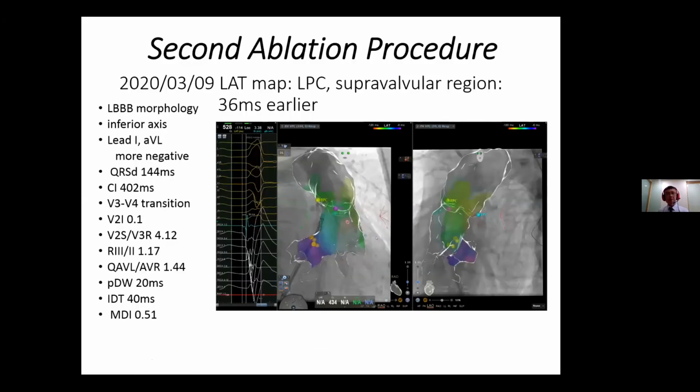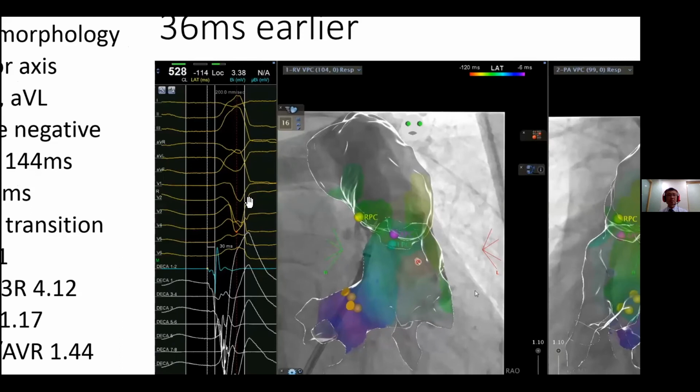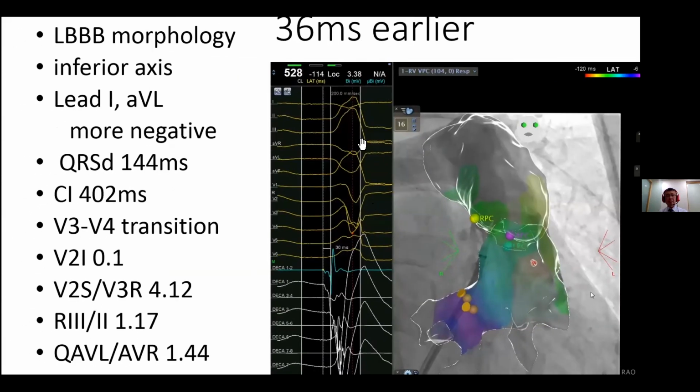Unfortunately, the patient relapsed after that. In the second procedure, the PVC morphology is showing here. I would like to run the PVC morphology and let you see. This time, lead 1 and aVL are more negative. Lead 1 was positive in the first procedure and has become negative now. Also, leads 2, 3, and aVF are even higher in amplitude compared to the first procedure.